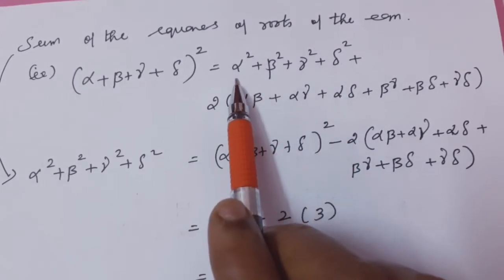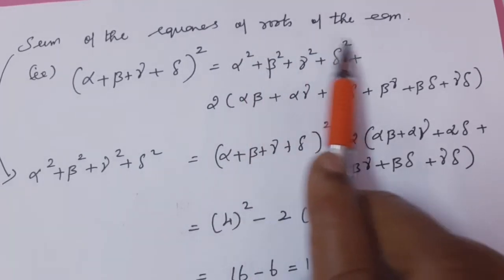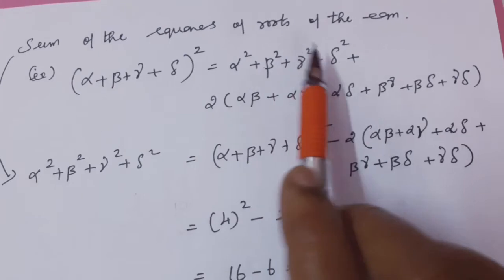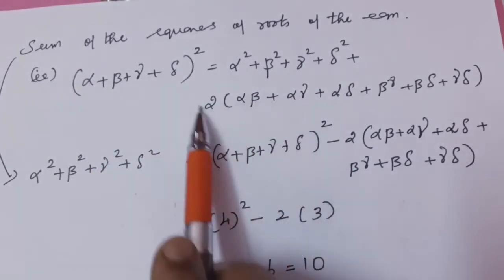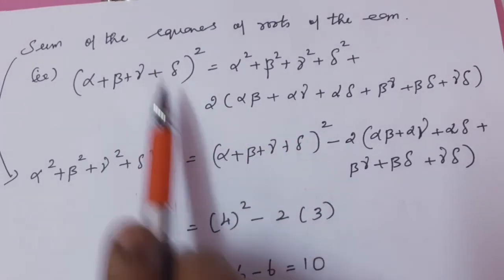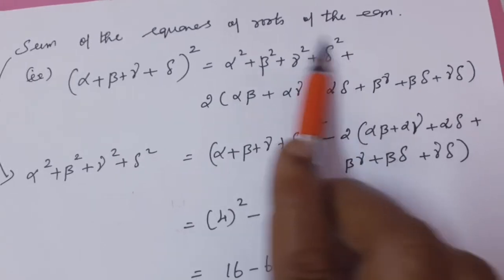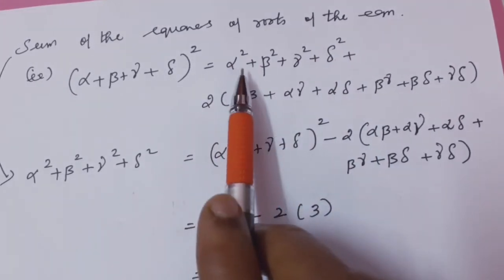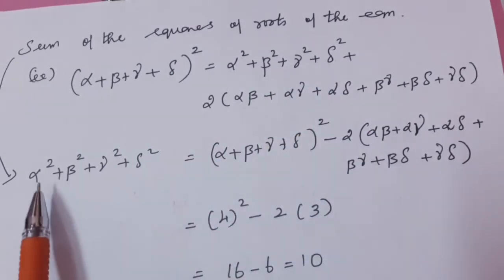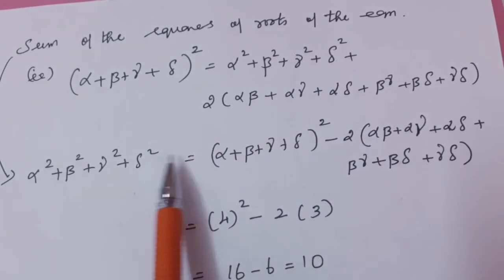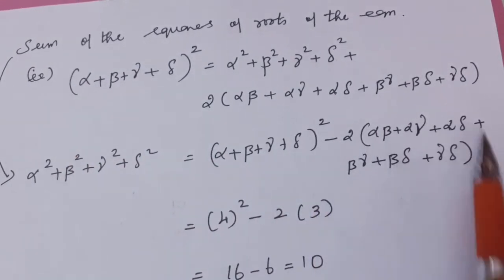We want to find the value of alpha square plus beta square plus gamma square plus delta square. So keep alpha square plus beta square plus gamma square plus delta square on one side, equal to alpha plus beta plus gamma plus delta the whole square. The plus becomes, this side goes to the left hand side, it becomes minus. So see the result. Only this result we need, because this is the sum of the squares of the roots of the equation. So alpha square plus beta square plus gamma square plus delta square equals alpha plus beta plus gamma plus delta the whole square minus 2 into the result.